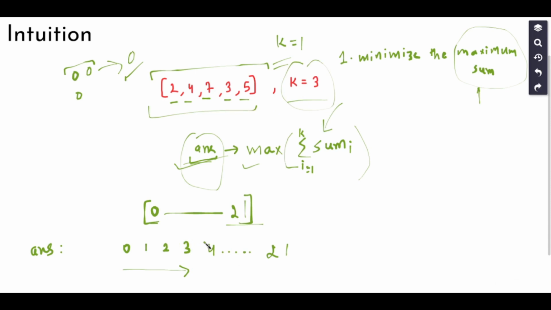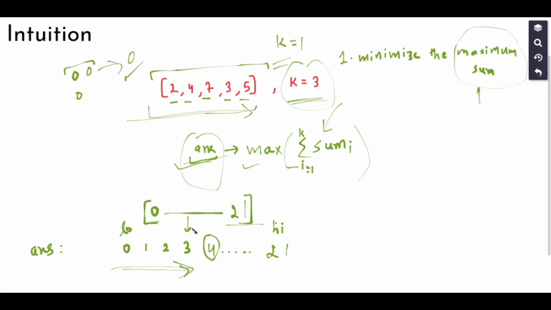That's what we want. Let's say we get 4. If we can divide this array into k subarrays such that the maximum sum out of all those subarrays is 4, and we can't go lesser than 4, we can't have a sum which is less than 4, then 4 would be the answer. So this is monotonic, integers are increasing, and we just have to perform the binary search. We put a pointer low at 0, we put a pointer high at 21, and we perform the usual binary search over the answer. That's all.